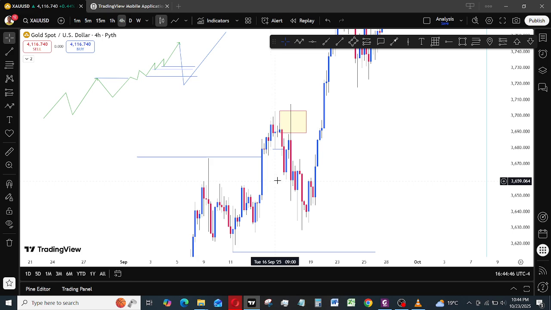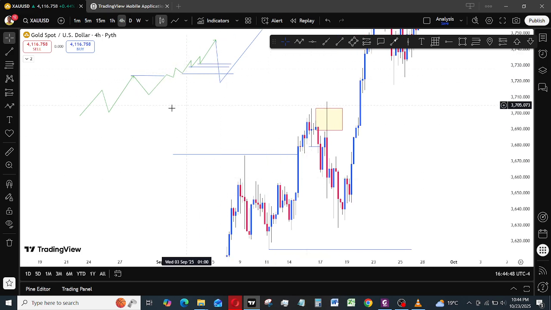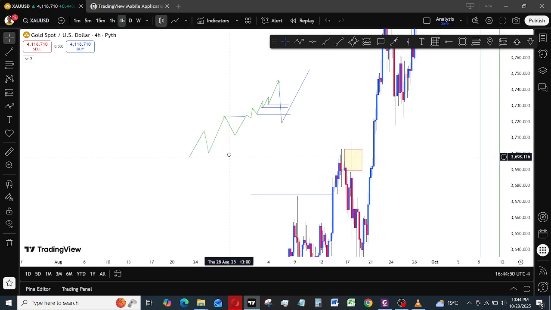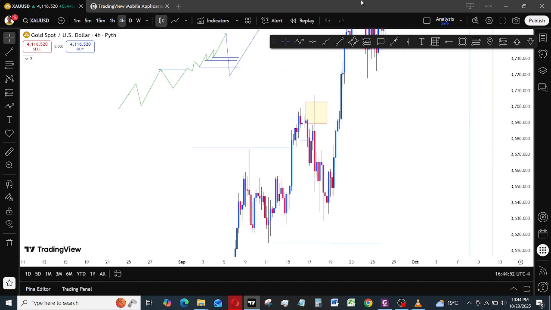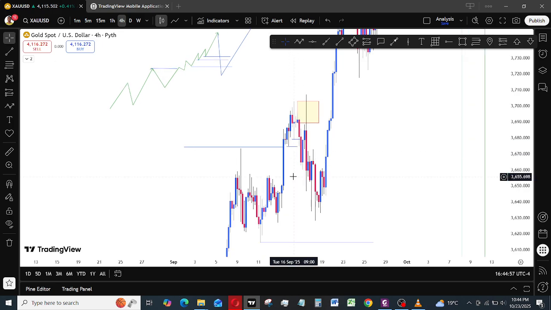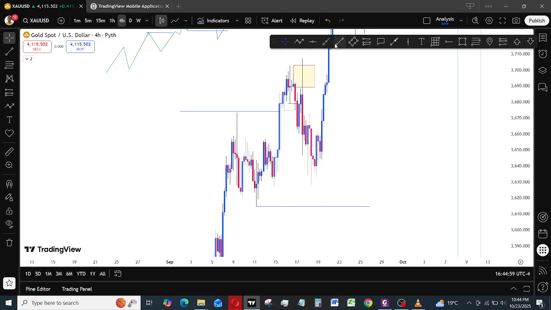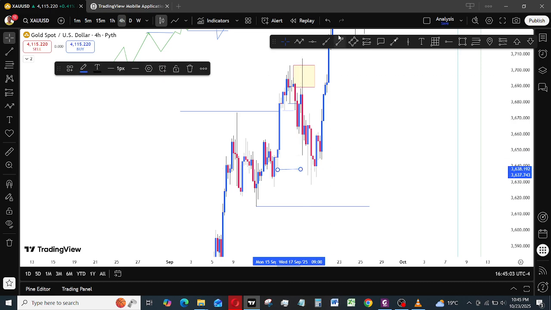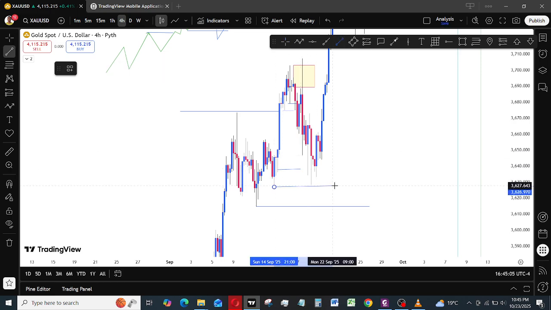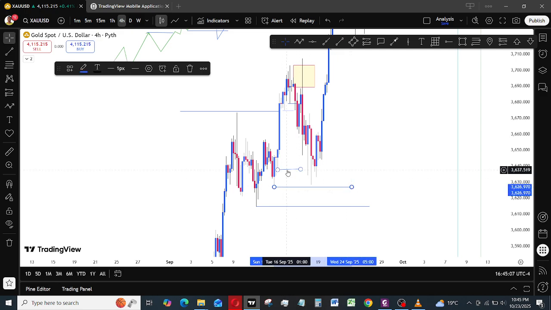So let me show you here. Depending on what I've drawn, if we look at this chart, we have liquidity around here. This is the liquidity we have. We have liquidity resting around here, and around here. This is all liquidity, guys. Understand me.